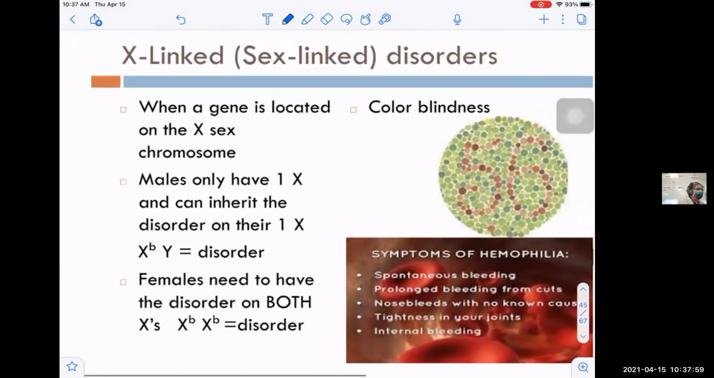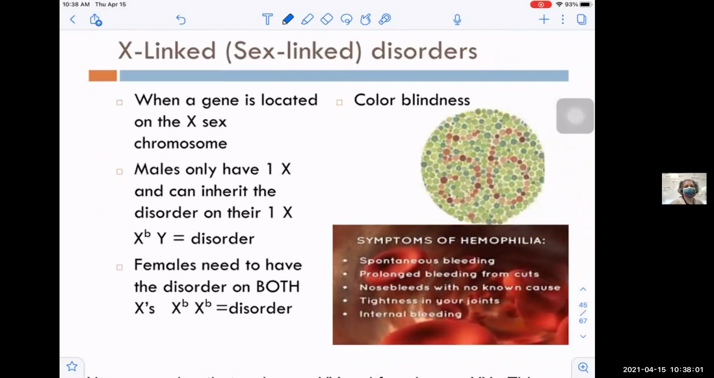All right, so what is an X-linked trait? It's a trait that's located on the X chromosome. Because males only have one X, they can inherit a disorder on the one X. Okay, they only get one chance to get the right allele. If they get one of the alleles that causes the disorder, they're going to have it.